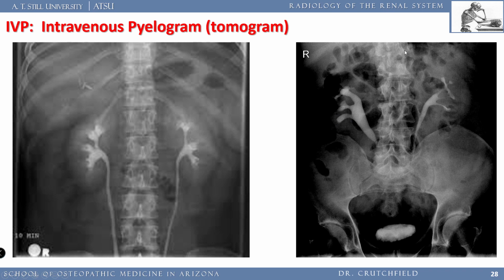It's a nice in-focus abdominal film, and they have contrast in their collecting system down to the bladder. But this is not a tomogram. This is just a plain X-ray with some residual contrast in it. Over here, now this is an IVP because everything's kind of blurry here. Even the kidneys are a little blurry here. But this is a classic IVP. And this is one of the images they took at 10 minutes.